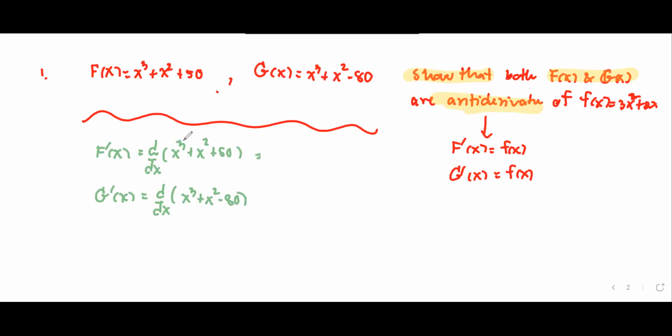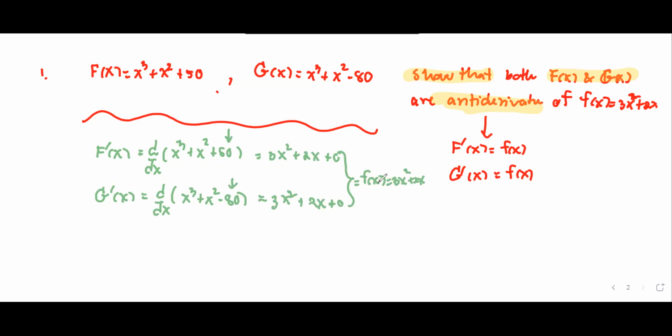And this is a polynomial function, which is not too bad to find. So for F prime of x, we're gonna get 3x squared plus 2x and then plus 0, because the derivative of the constant is gonna be 0. Similar for G prime, we have 3x squared plus 2x plus 0. And that shows us the derivative of both capital F and capital G is the same as the lowercase f in the form of 3x squared plus 2x.